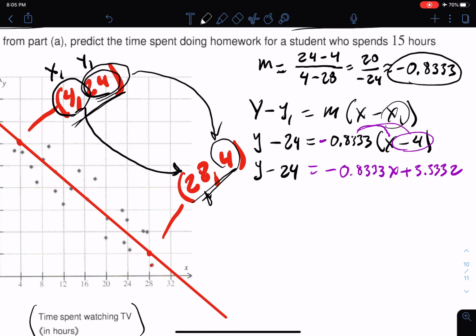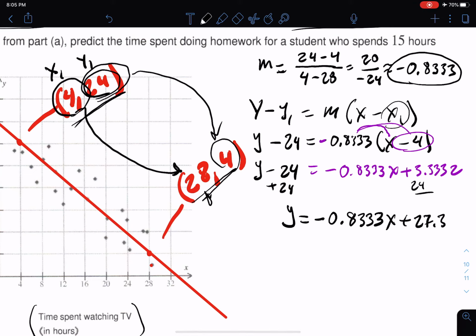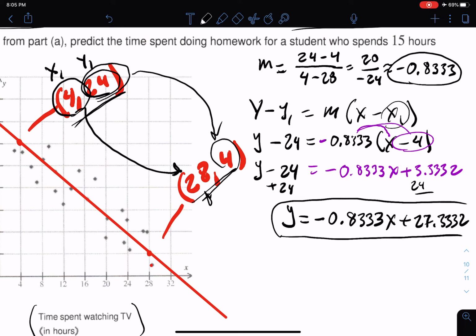We're almost there. All we need to do is add 24 on both sides to solve for y. Add 24 on both sides, and we end up getting y equals negative 0.8333x plus 24 plus 3 is 27.3332. Is that right? That's a lot of threes. Okay, so there it is. There's my approximate equation of the line of best fit. If that was mathematically calculated, we call it y hat. So thinking about it as y hat is not a bad thing, but we just eyeballed it.